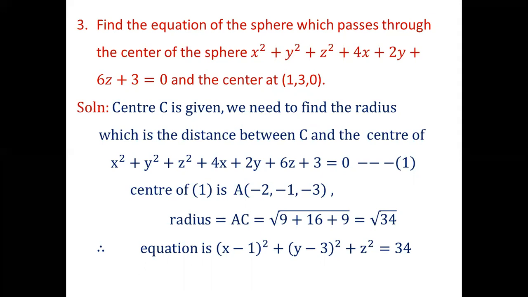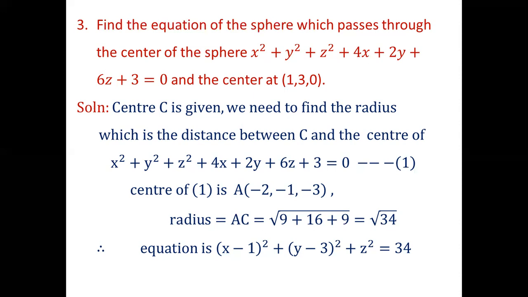That is called equation 1. So the center of 1 is nothing but (-2, -1, -3), by finding the values of u, v, w in equation 1. So now it is easy for us to find the radius. Radius is nothing but the distance between A and C. So use the distance formula. It is going to become root 34.